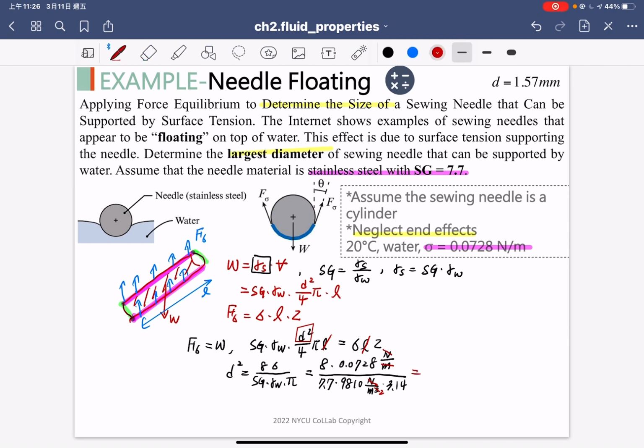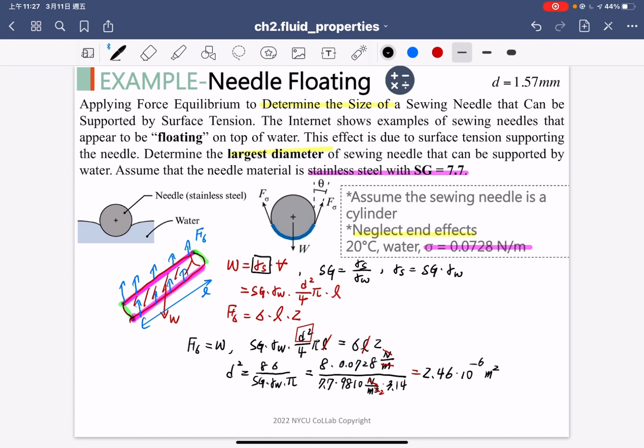So you use your calculator to compute the answer. So 8 multiplied by 0.0728, divided by 7.7, divided by 9810 and divided by 3.14. Okay, so I just write down the number my calculator shows, which is 2.46 times 10 to the minus 6 power. And right now the unit here is meter squared.